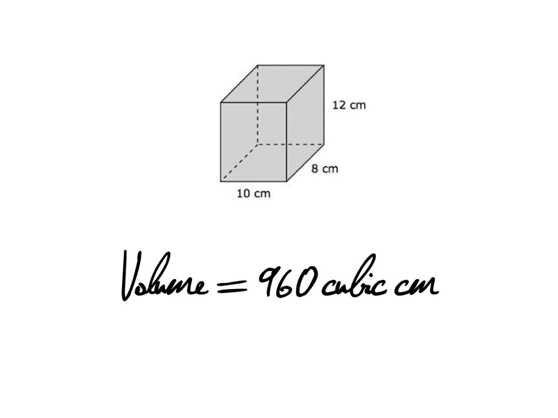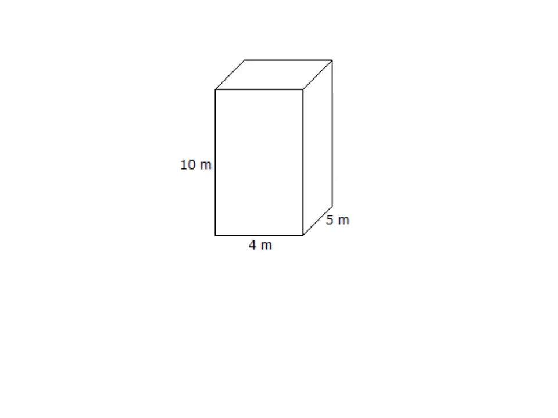All right, let you try one on your own. Here it is. Pause it, figure out your answer, and then hit play to check your work. All right, hopefully you got this: 200 cubic meters. It's just multiplying those numbers together, 4 times 5 times 10. And don't forget that it's cubic now.